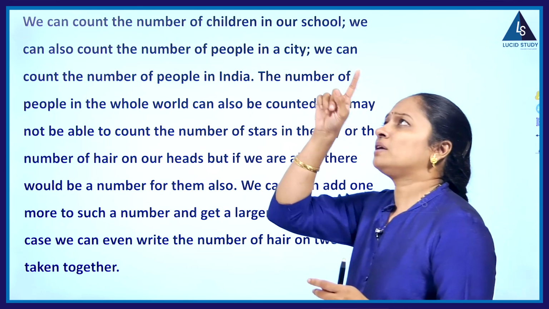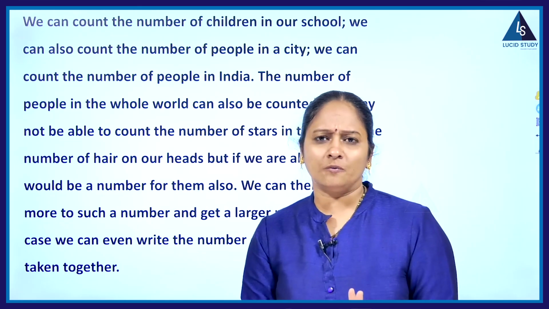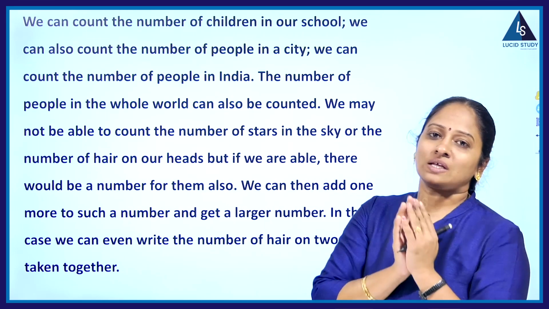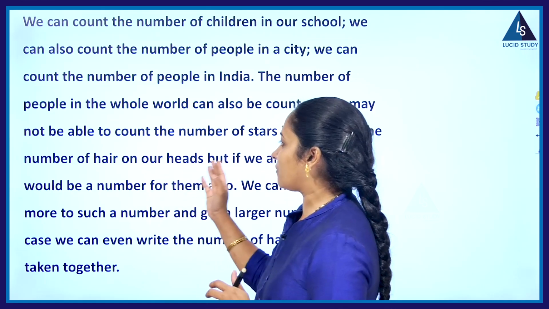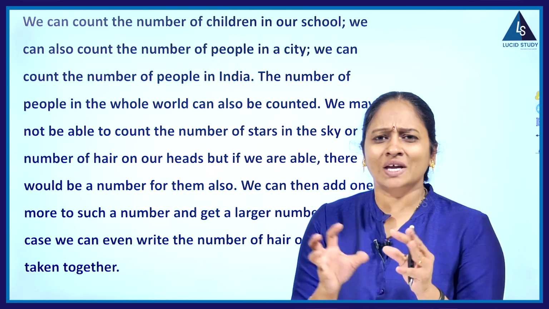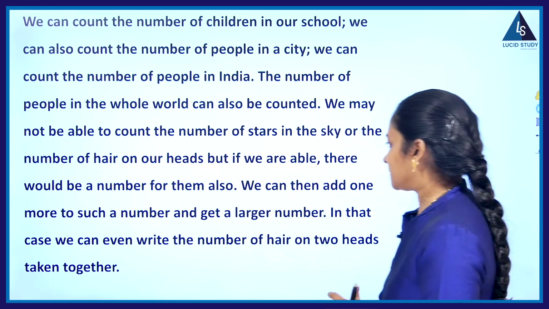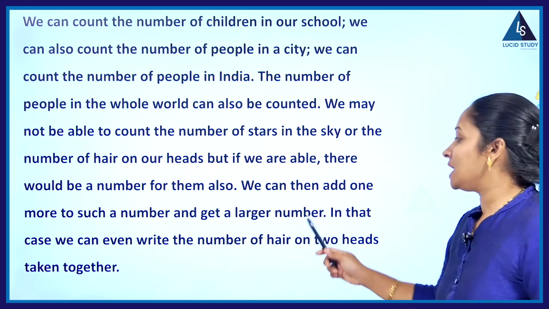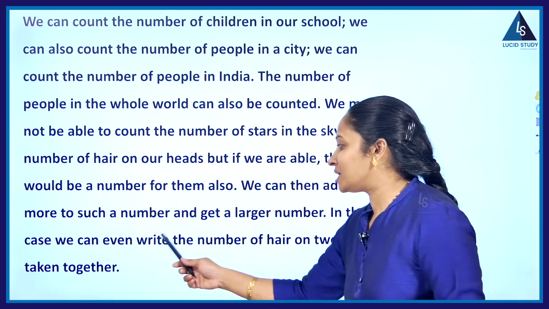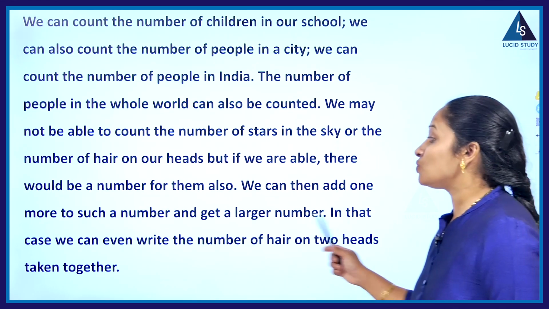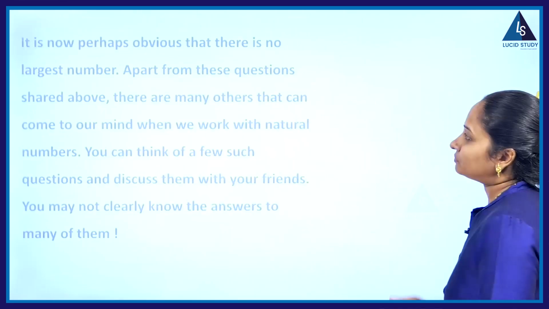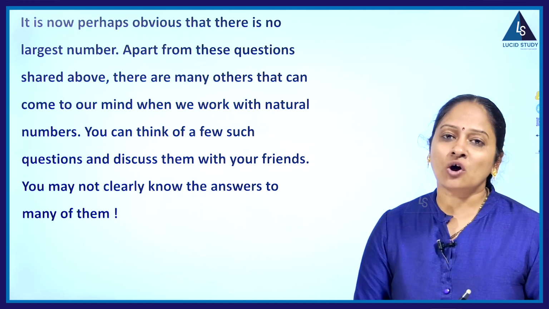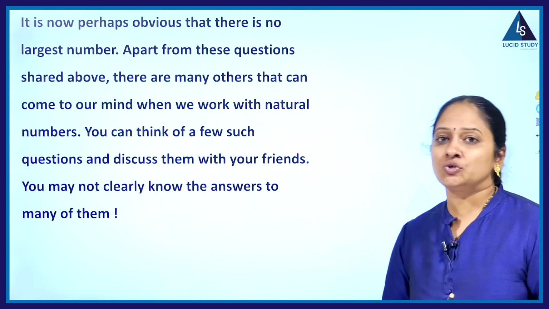If I ask you to start counting the number of stars, it is possible, but we can't say a particular number, that exactly this many stars are there in the sky, or that this count of hairs is on our heads. Like that, we can't say a particular count in such situations. So we can add one more to such a number and get a larger number, right? In that case, we can even write the number of hairs on two heads taken together, right? So it is now perhaps obvious that there is no largest number in the set of counting numbers, or in the set of natural numbers.